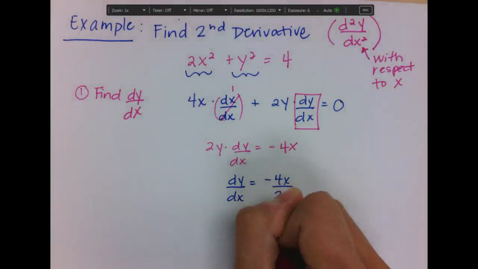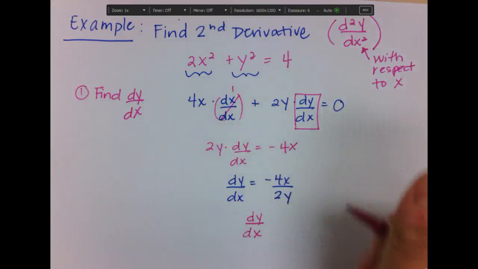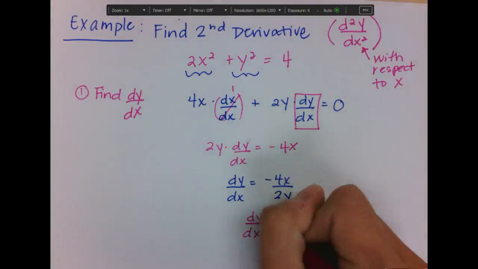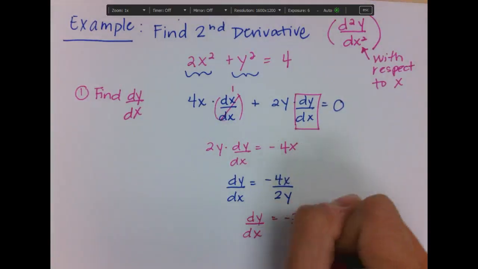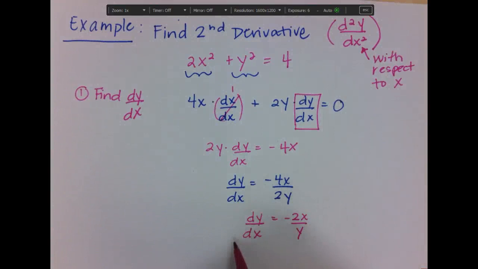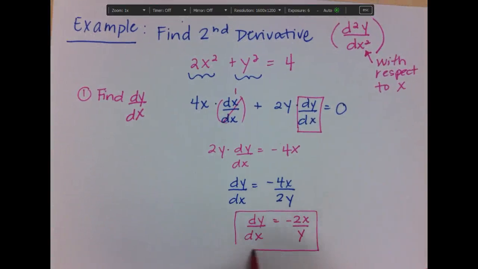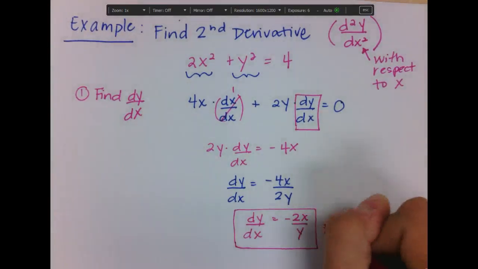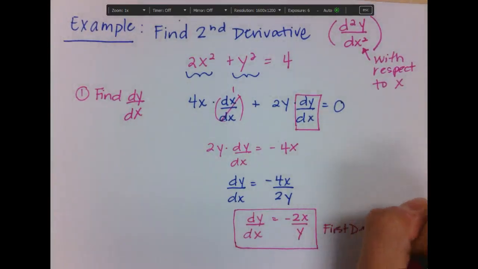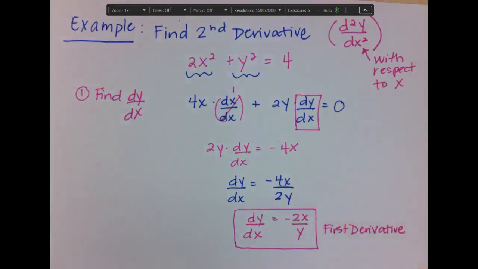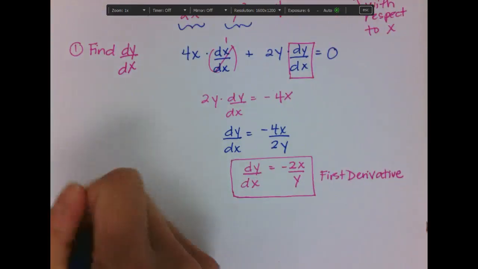That can be simplified in terms of the constants, 4 divided by 2. So negative 2x over y. That's our first derivative. I'm boxing it even though it's not our answer. But if we need a second derivative, we need to start with a correct first derivative. So there we have it. Let's keep going. And let's find that second derivative.